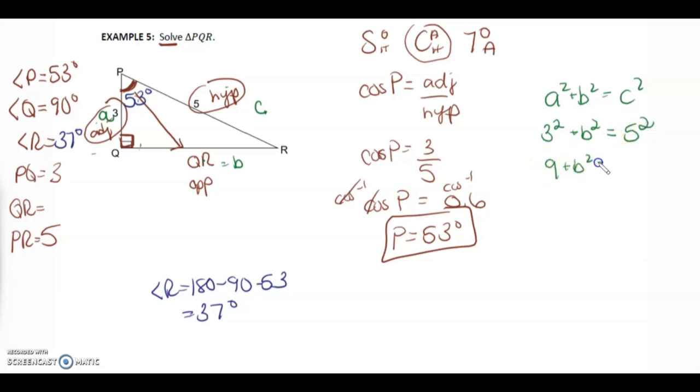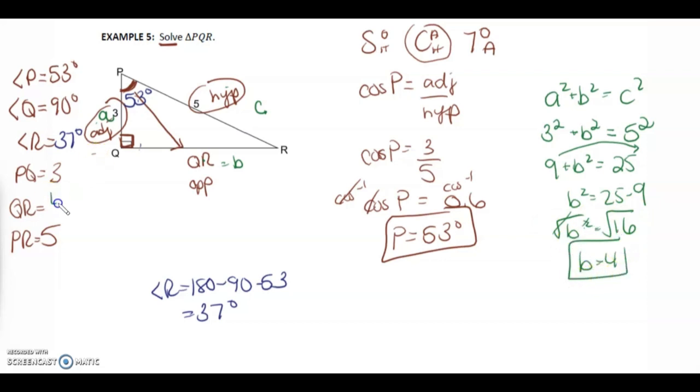9 plus B squared equals 25. We're going to bring that 9 over, and we get 25 minus 9, which is 16. Okay? To get the squared off of the B, we have to square root both sides, and we get B equals 4. And these can be expressed as units. Okay? If our units are not given to us, we just write units.